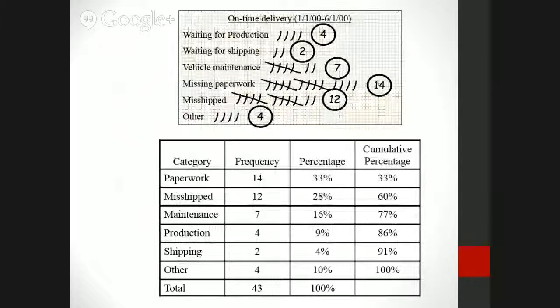So here we just put 33%. Well, the next one's 28, so I add 33 and 28, and I get 60. I add 60 plus 16, get 77.